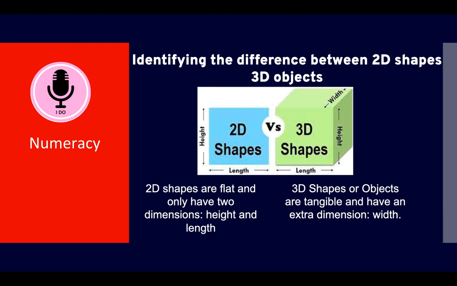3D shapes or objects are tangible and have an extra dimension, width. Tangible means you can hold them. I wonder what 3D objects you can hold up and recognize the width and height and length in.